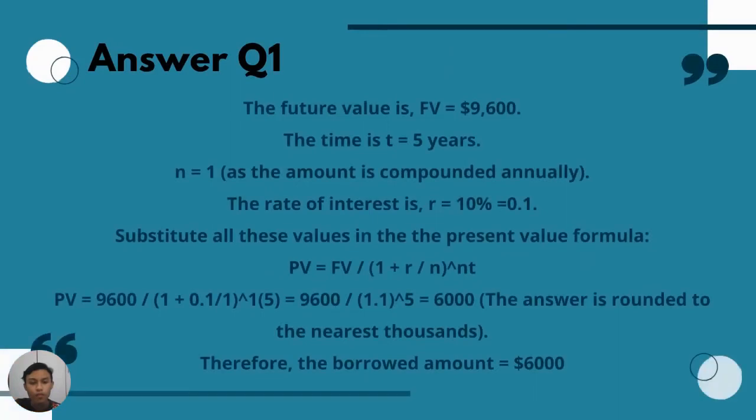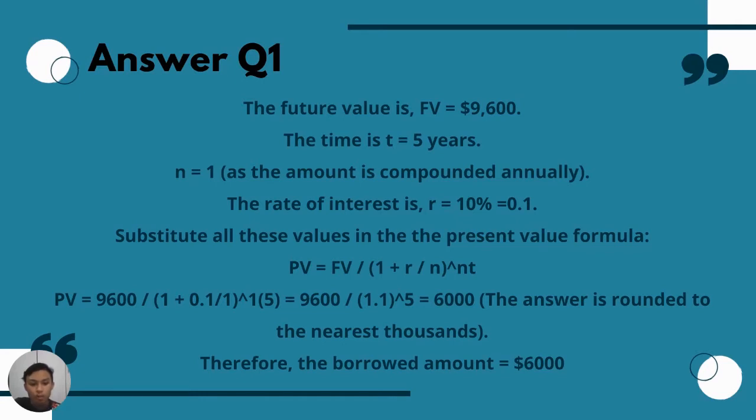Okay, let's move to the answer. The future value given is 9,100, and the time, which is t, is given as 5 years, and n is equal to 1, as the amount is compounded annually, which means the amount is compounded 1 time per year. And then the interest rate given is 10% divided by 100, so it will be 0.1. So we substitute all these values from the question into the present value formula.